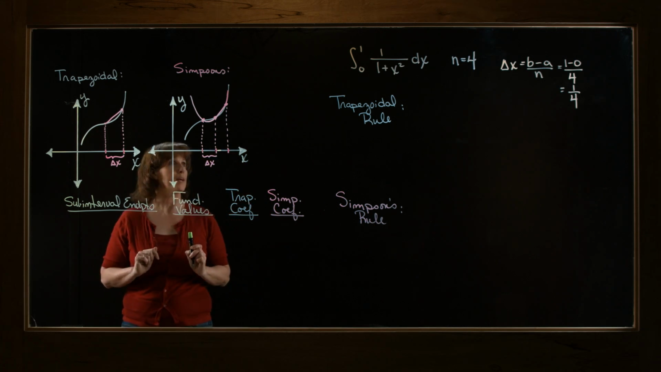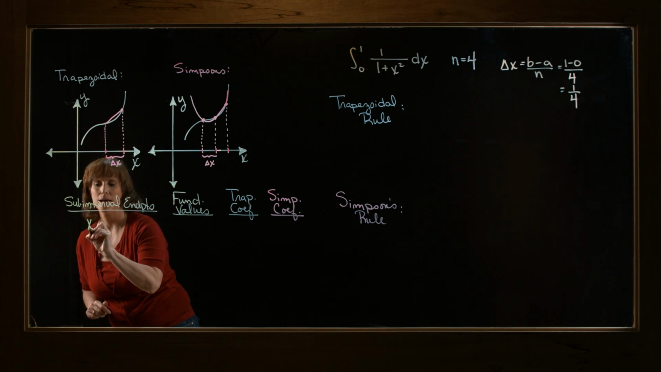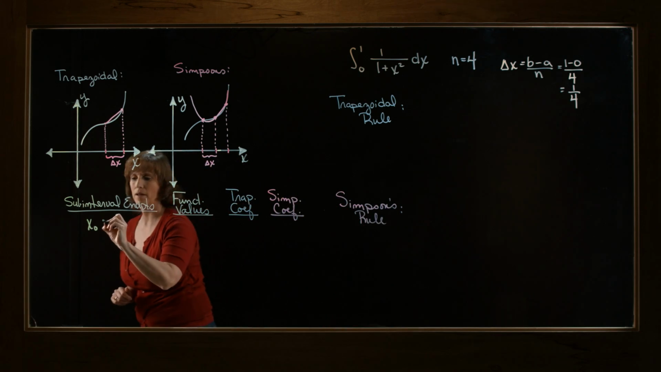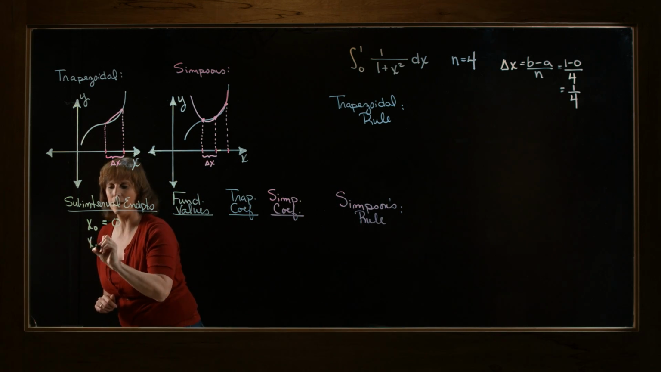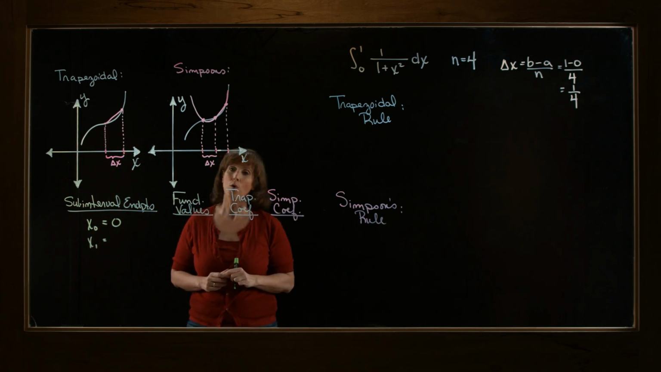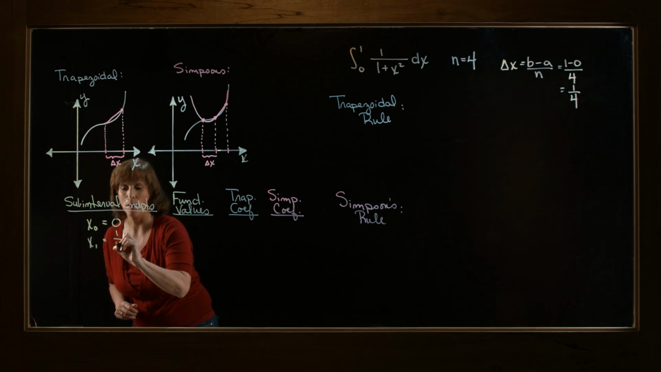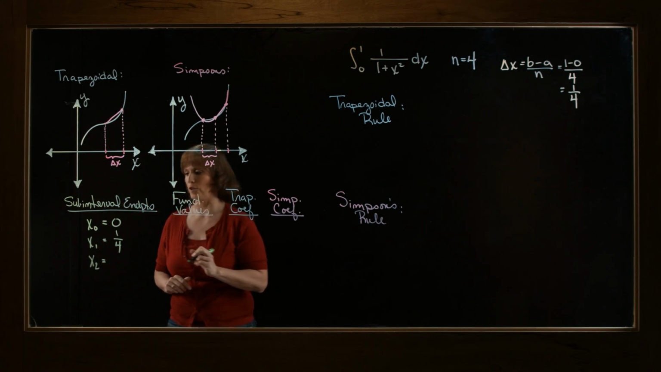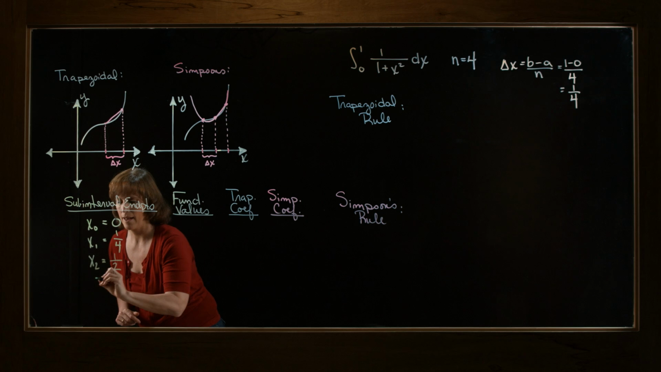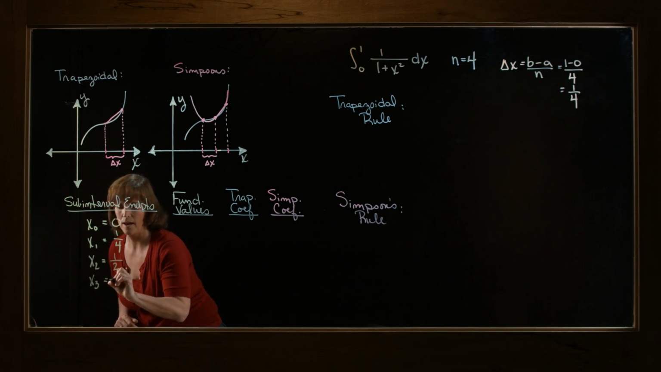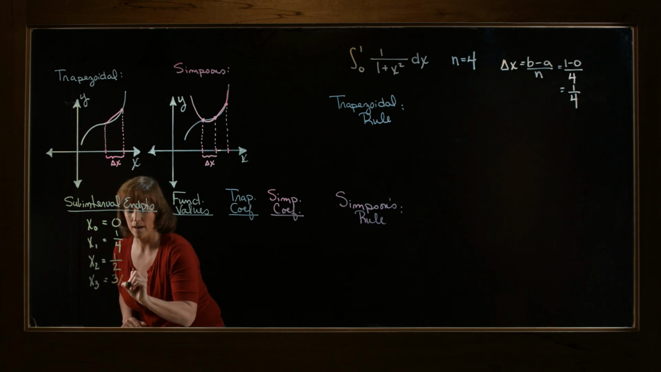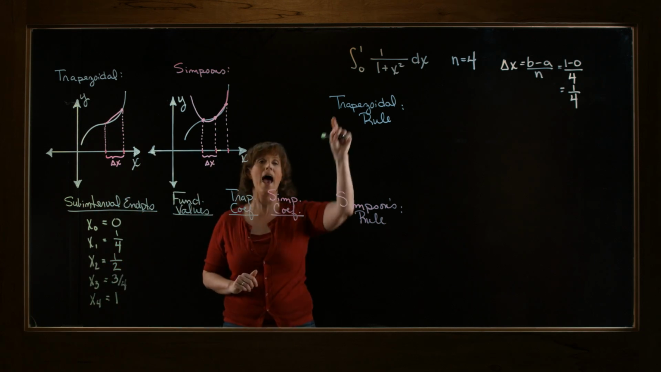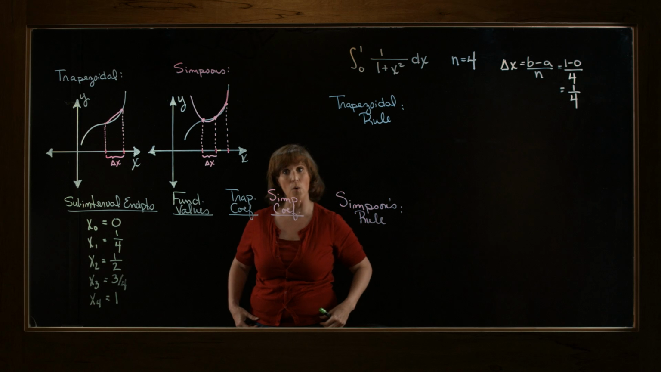My subinterval endpoints: my x sub 0 is going to be the leftmost endpoint, which in this case is 0. X sub 1, I have to move a quarter of a unit, so that'll happen at 1/4. X sub 2, I move another quarter of a unit, so that puts me at 1/2. X sub 3 will be at 3/4, and x sub 4 will be at 1. And I've accounted for my entire interval from 0 to 1.